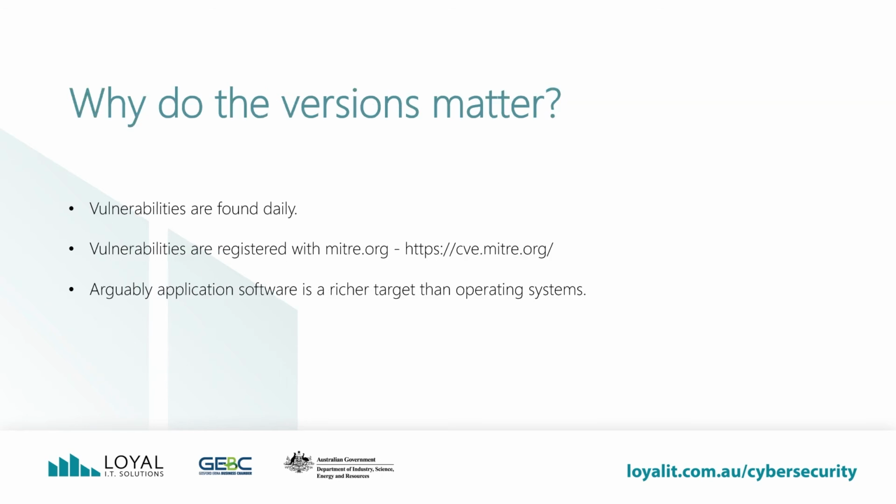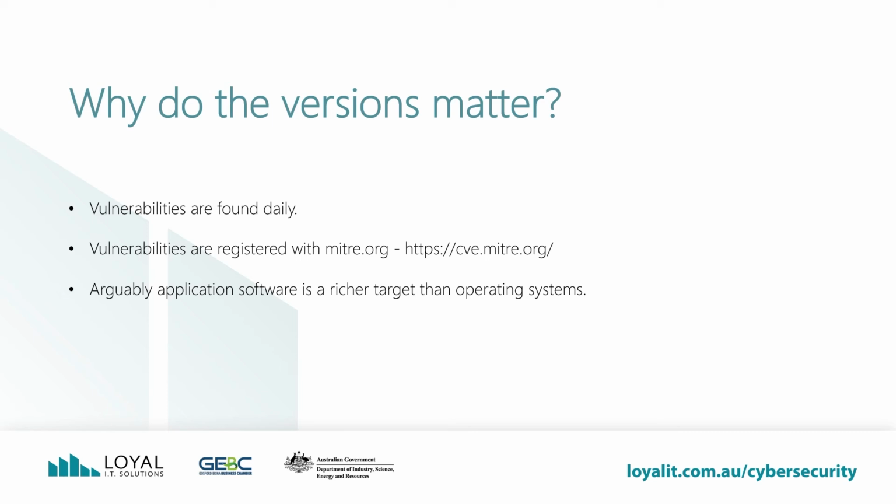Why do versions matter? Like operating systems, vulnerabilities are found daily. Vulnerabilities are registered with MITRE.org. Check it out for yourself at https://cve.mitre.org. For a closer look at how easy it is to find working exploits for vulnerabilities, go back and watch the Patch Operating Systems video.